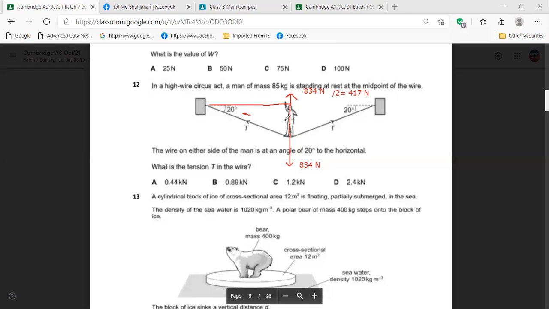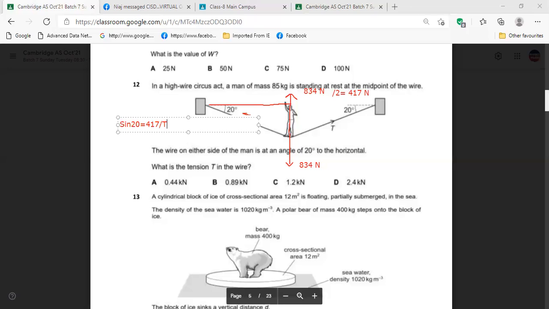Are you understanding what I'm saying? If you are considering this angle 20 degrees, then your upper side is adjacent and the opposite side is giving you what? This is opposite. So you write sine theta. Sine theta will be opposite by hypotenuse. So your hypotenuse is T, opposite is 417, right?